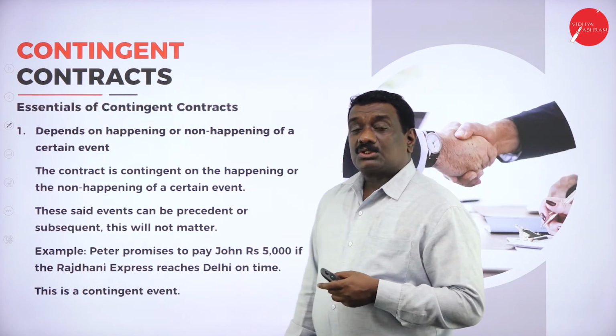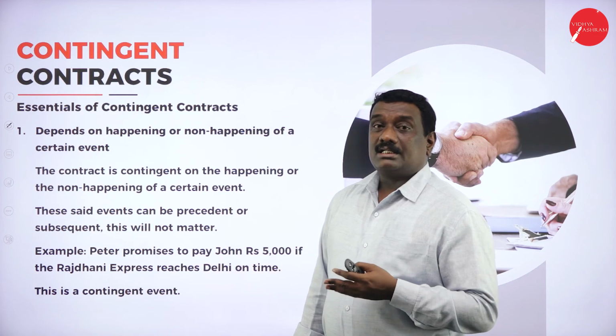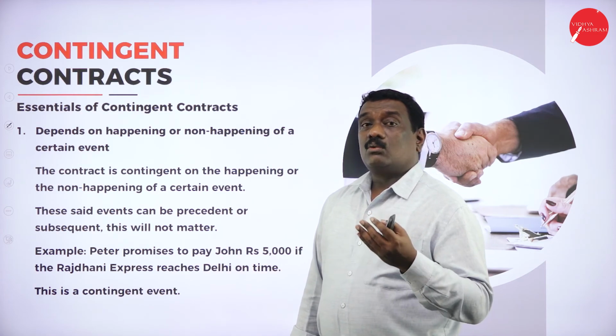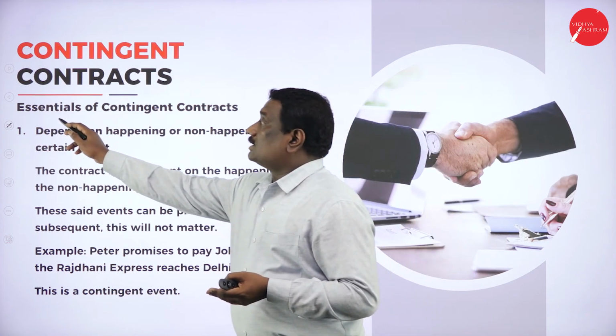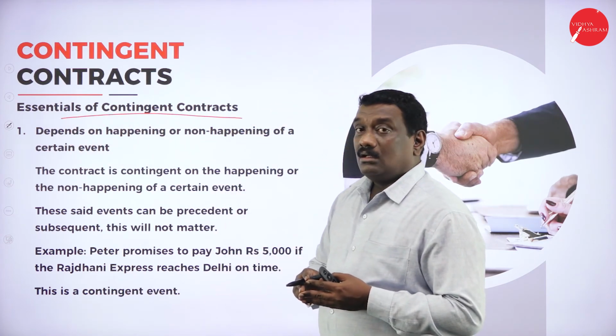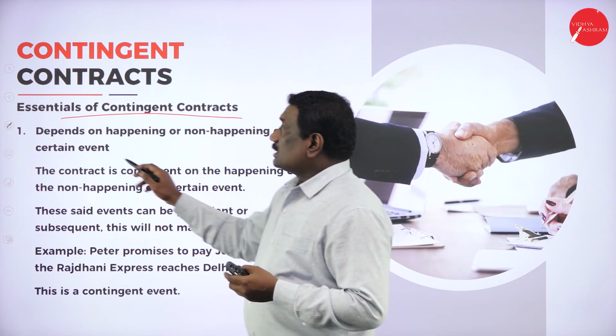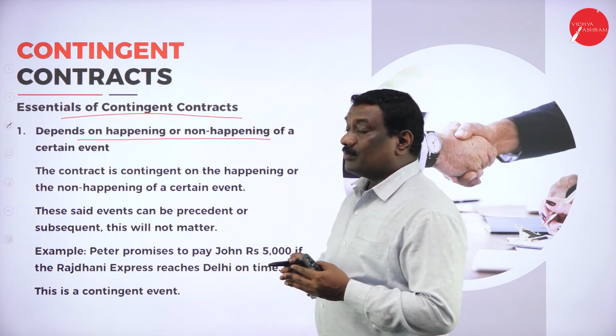Now students, as we understood the concept of the contingent contract, in that I told you what is an absolute contract and a contingent contract. Now let us understand what are the essentials of this contingent contract. First essential is it depends on the happening or the non-happening of a certain event.